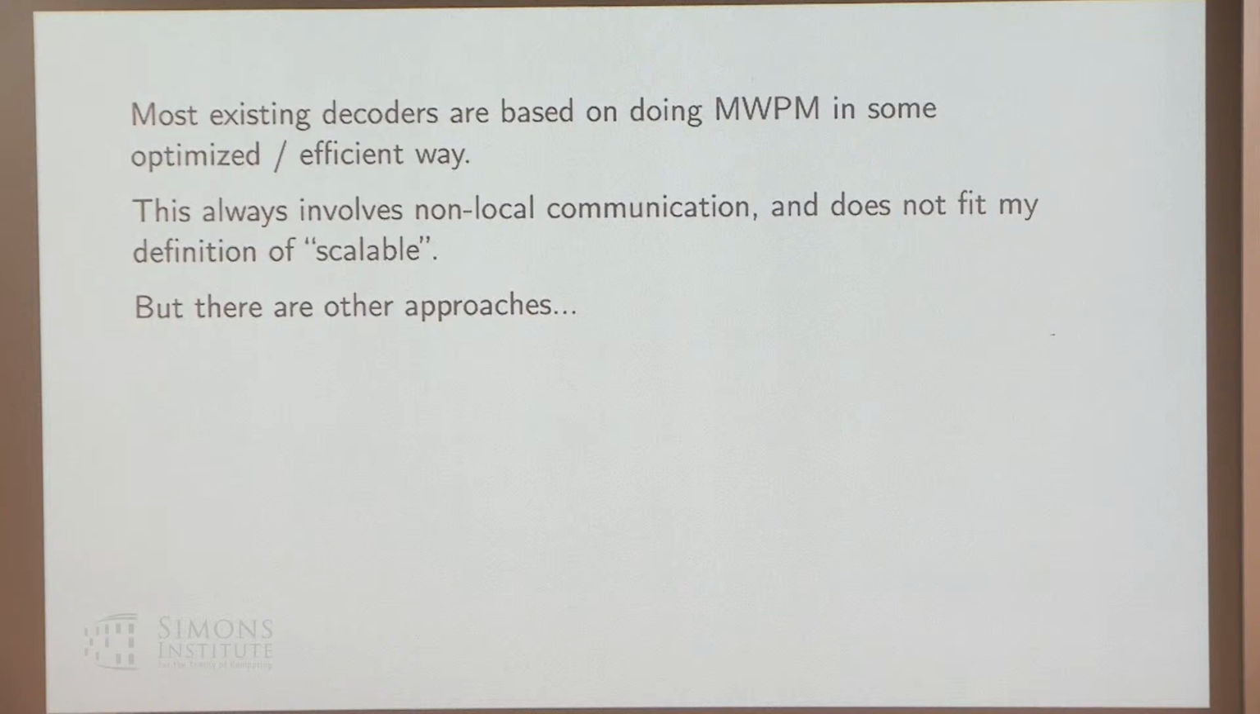Okay, so the existing decoders that we use for the toric code, for example, the one that Google was using in its recent experiments, are based on doing some form of minimal weight perfect matching, usually in some optimized, efficient, smart way. But in any case, it's doing minimal weight perfect matching, and approaches like this always involve some amount of non-local classical communication. Maybe a modest amount, but for us, it's always going to be too much. And they're not going to fit within my definition of scalable for the purposes of the talk. However, there are other approaches, and I'm going to just briefly review a few.